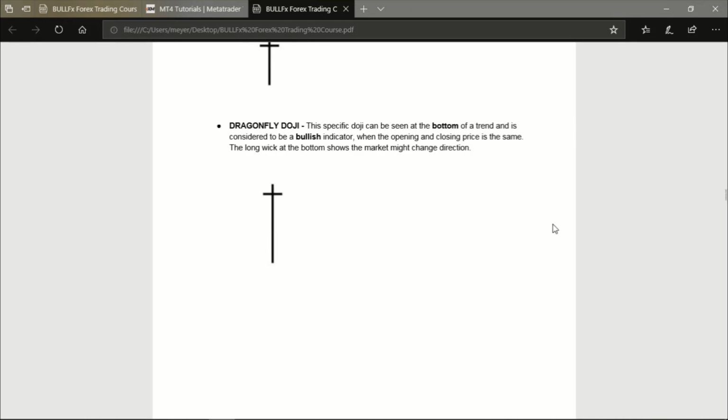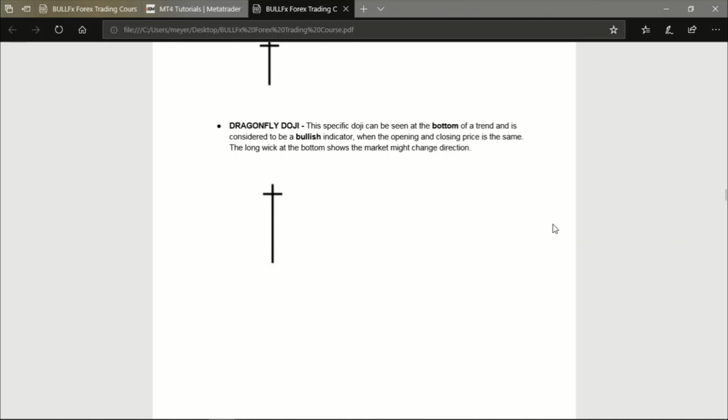Dragonfly doji. This specific doji can be seen at the bottom of a trend and is considered to be a bullish indicator. When the opening and closing price is the same, the long wick at the bottom shows the market might change direction. So what this shows you is when a market is moving in a downtrend, and the market starts slowing down and it looks like it's going to start to form an uptrend or a bullish trend, we would then find a reversal pattern which would contain a dragonfly doji.